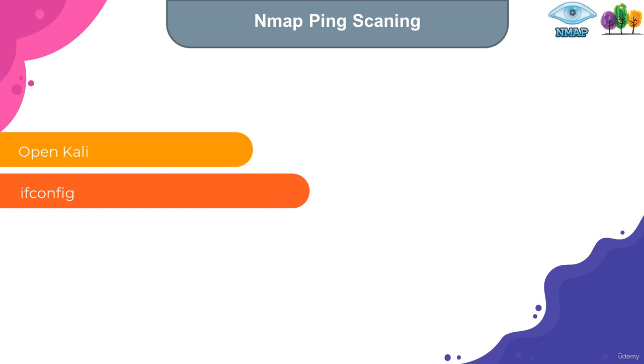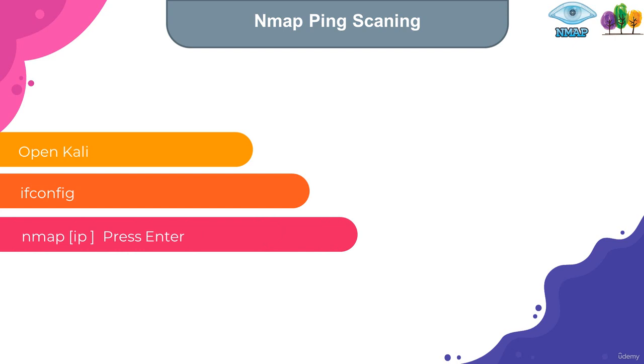For this, just open Kali Linux, username root, password toor, and click terminal. Learn the IP with ifconfig. Then type nmap and your target IP, and press the enter key. All right, so here we've entered our own IP information as the target IP.